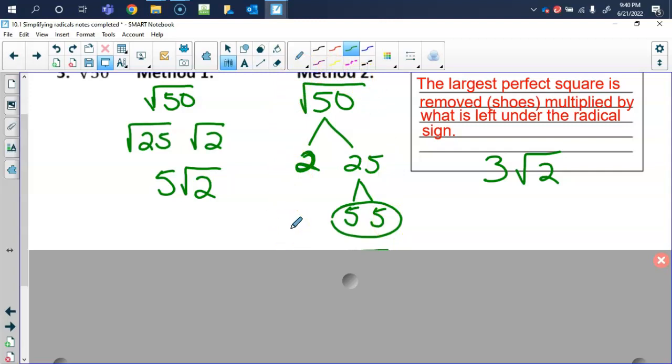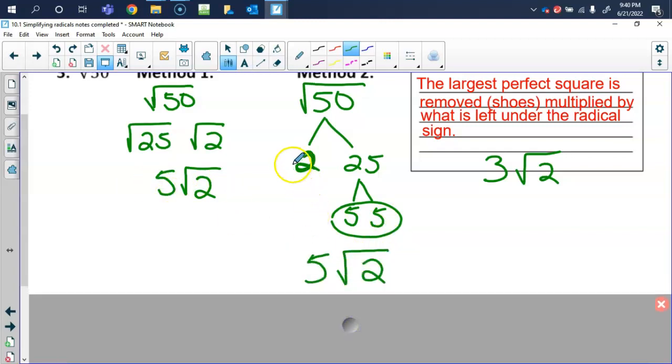We kind of call that the house, okay? So if you've got a pair of shoes on, if you have 2 shoes on, you can take your 1 pair of shoes out of the house. So that's why the 5 is on the outside, and the square root of 2, the 2 down here, doesn't have a pair. It doesn't have a friend, so it has to stay inside, okay? We're not going to do a ton of this. I just want you to be familiar with it.